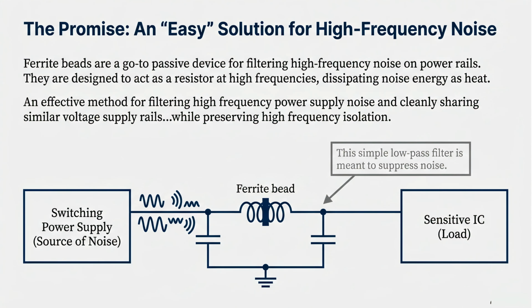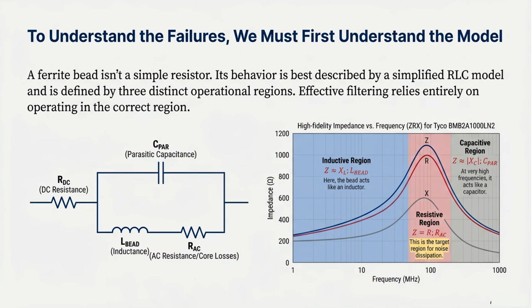Ferrite beads are a popular passive device for filtering high-frequency noise on power rails. They are designed to act as a resistor at high frequencies, dissipating noise energy as heat in a simple low-pass filter setup. To understand failures, we must first understand the bead's RLC model.